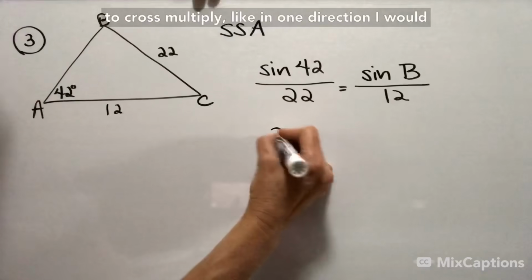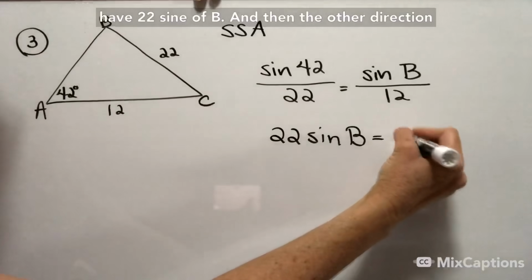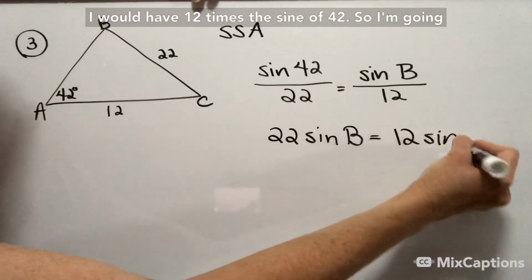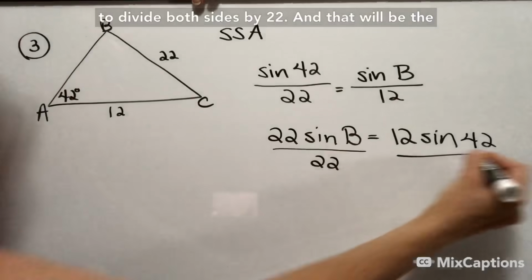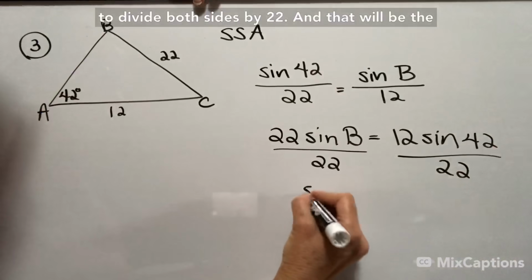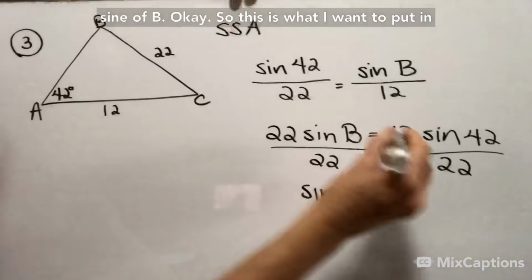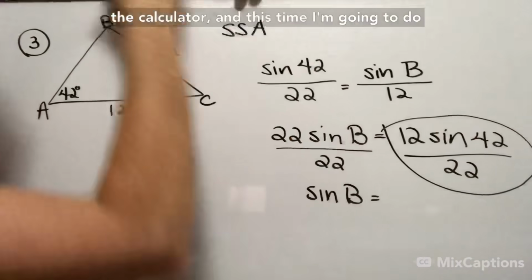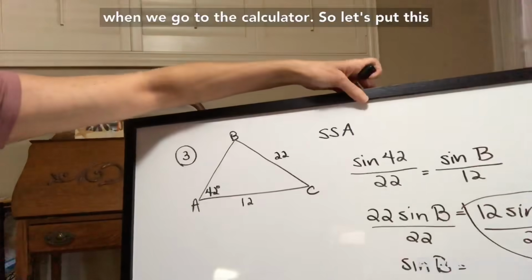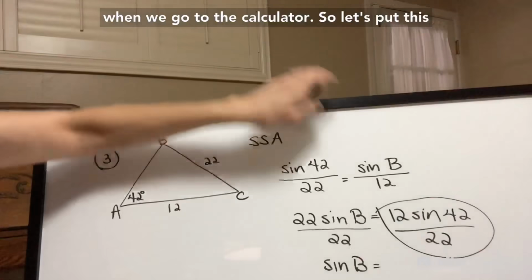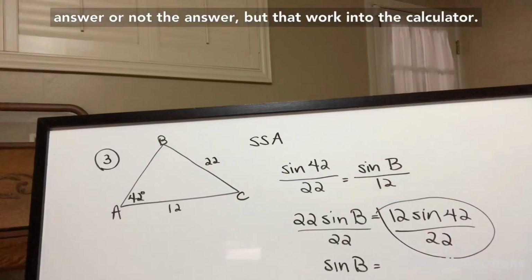Like one direction I would have 22 sine of B, and in the other direction I would have 12 times the sine of 42. So I'm going to divide both sides by 22, and that will be the sine of B. Okay, so this is what I want to put in the calculator, and this time I'm going to do it because it requires a little something different when we go to the calculator. So let's put that work into the calculator.